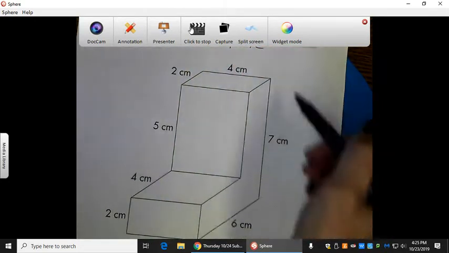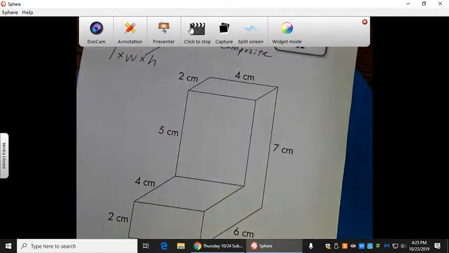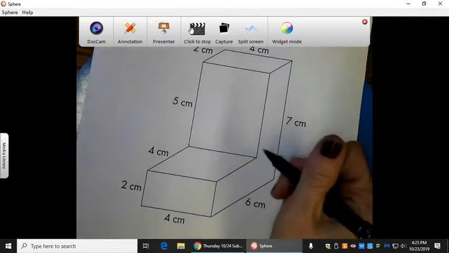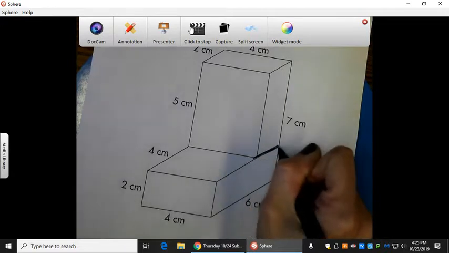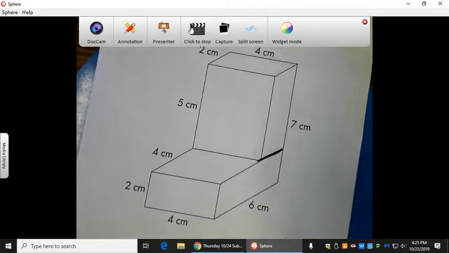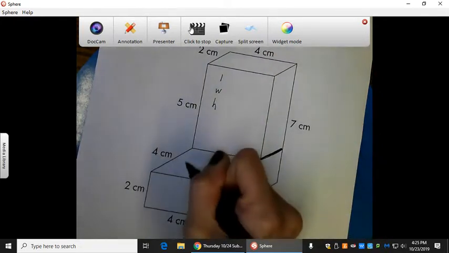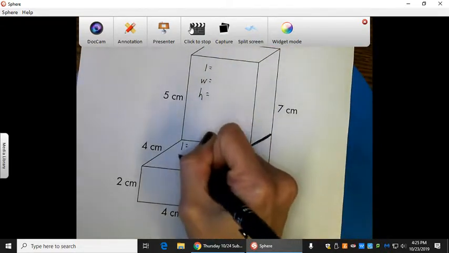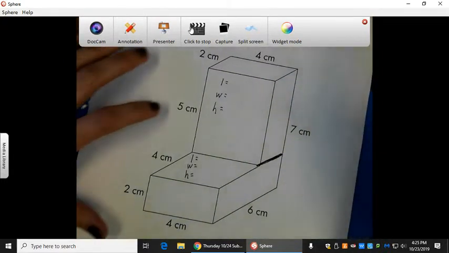So when I go to find the volume using the formula, length times width times height, I see, well, wait a minute, how am I supposed to find the height? This one's 7, this one's 2, it's different. So what I can do is I can break it into parts. There's not necessarily a right or a wrong place to break it, but you need to be able to find the length, the width, and the height of each one. So I'm going to have to find the length, the width, and the height of this, and the length, the width, and the height of this. Okay? And that can be tricky.